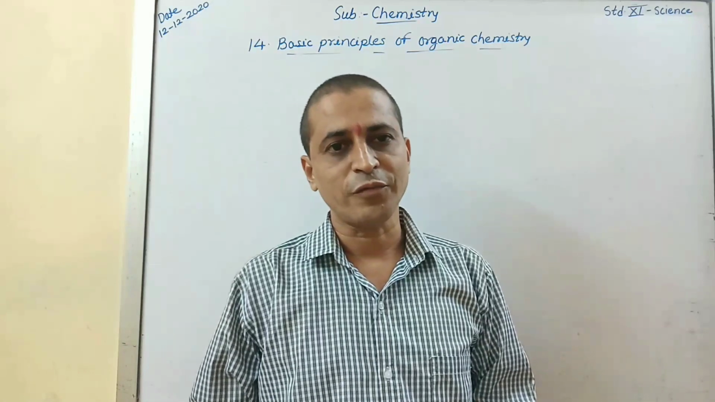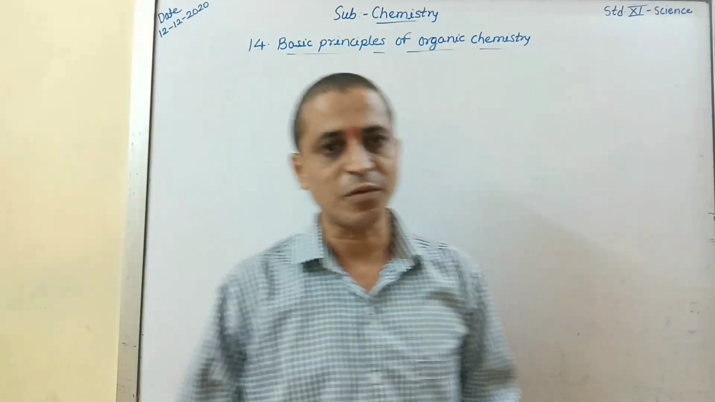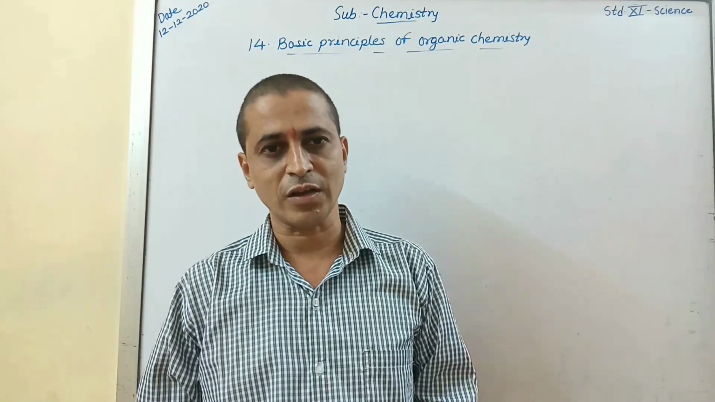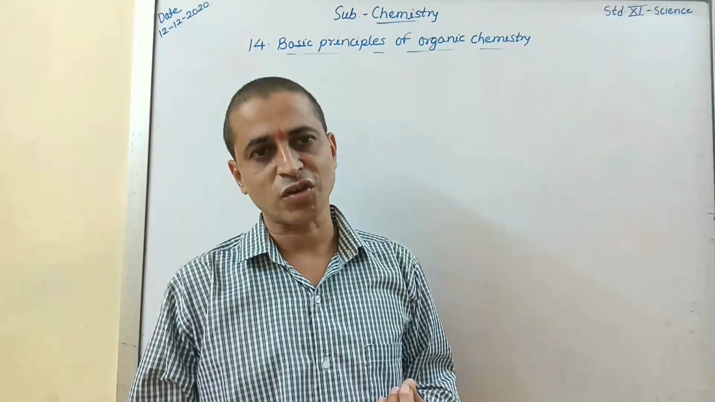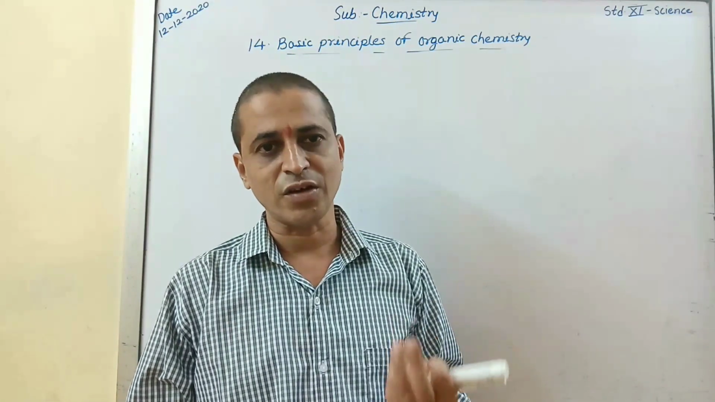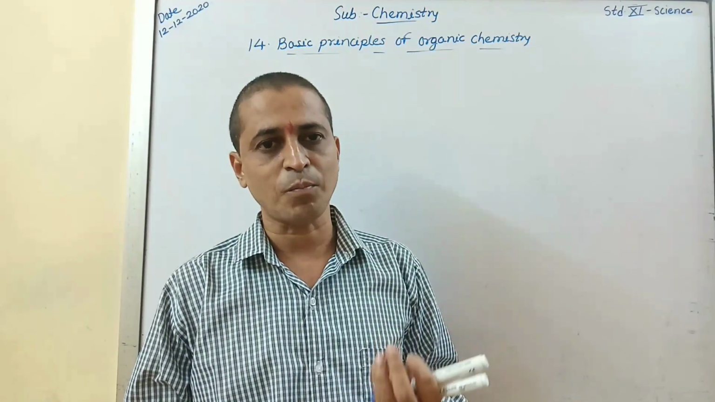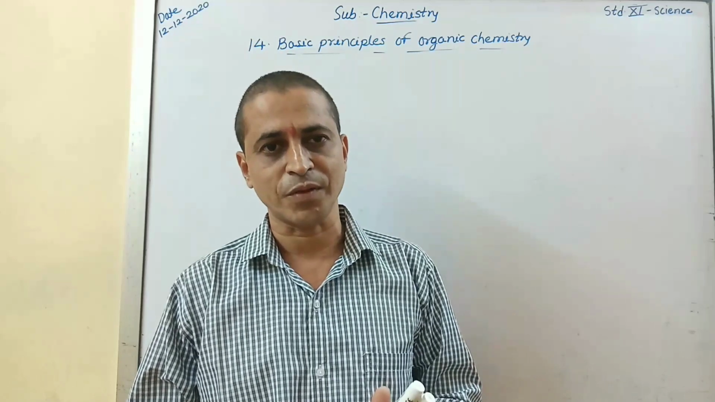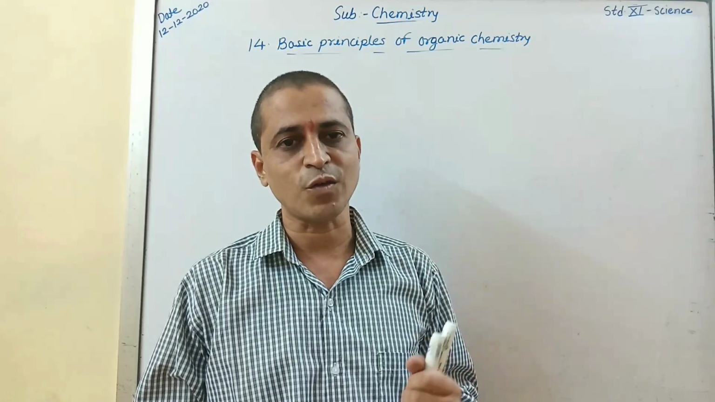Hello students, good morning. Welcome to my lecture for class 11 science subject chemistry and chapter number 14, basic principles of organic chemistry. In the previous lectures we have studied two-dimensional structures of organic compounds, then three-dimensional structures of organic compounds, as well as classification of organic compounds on the basis of carbon skeleton. Today we are going to study classification of organic compounds on the basis of functional group.